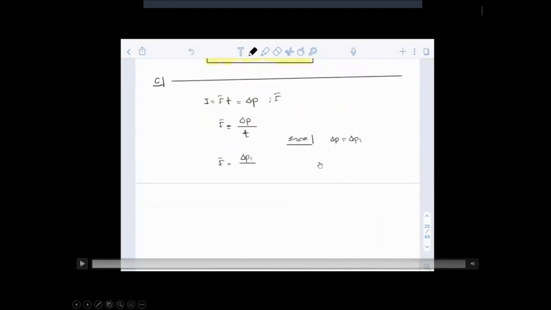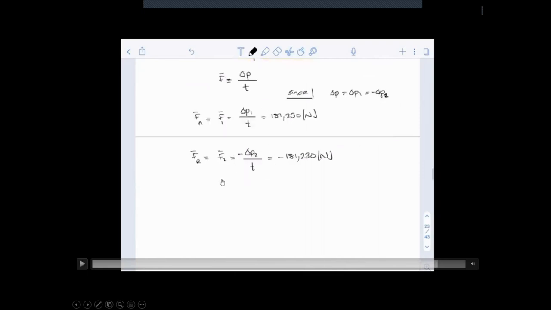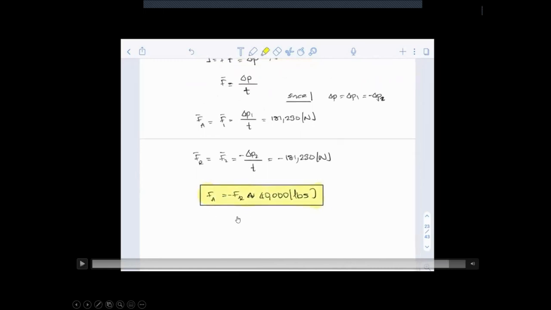So change in momentum is going to be the same for the person as well as the car. All right, so this is the change in momentum of the car causing this force, and this is the change in momentum of the person due to this force. Forces are the same. Once again, the numbers expressed in terms of newtons will not make any sense to anyone, but pounds we can understand. So do the conversions to pounds, and then you will come up with 48,000 pounds.